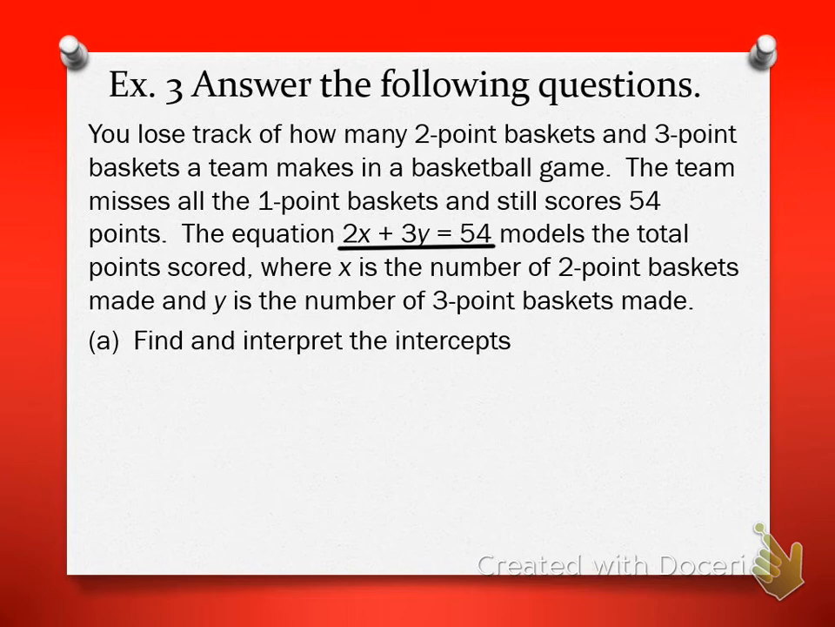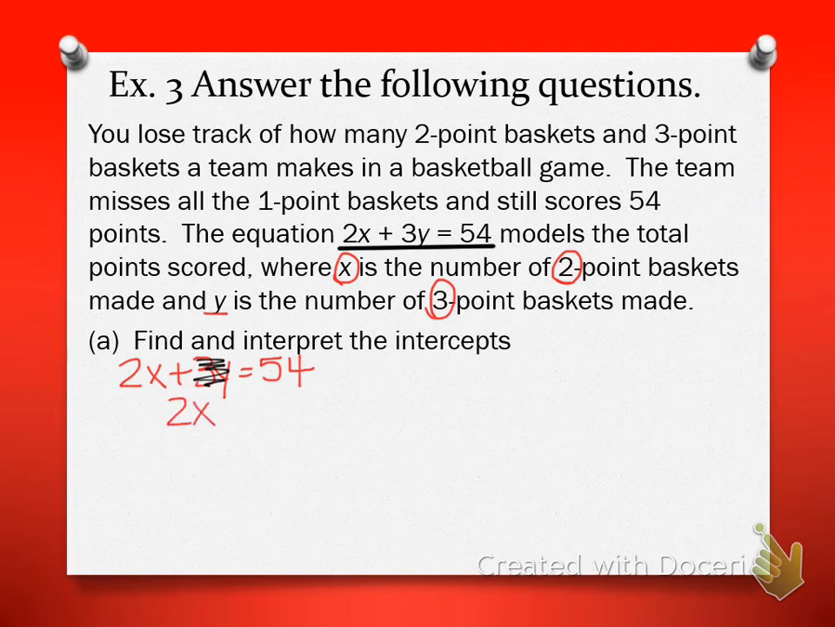All right. It says x is the number of 2-point baskets and y is the number of 3-point baskets. Find and interpret the intercepts. So let's bring the equation 2x plus 3y equals 54. Now, let's find x first. If we're going to find the x-intercept, which term are you covering with your hand? You're covering the 3y. So that leaves you with what?